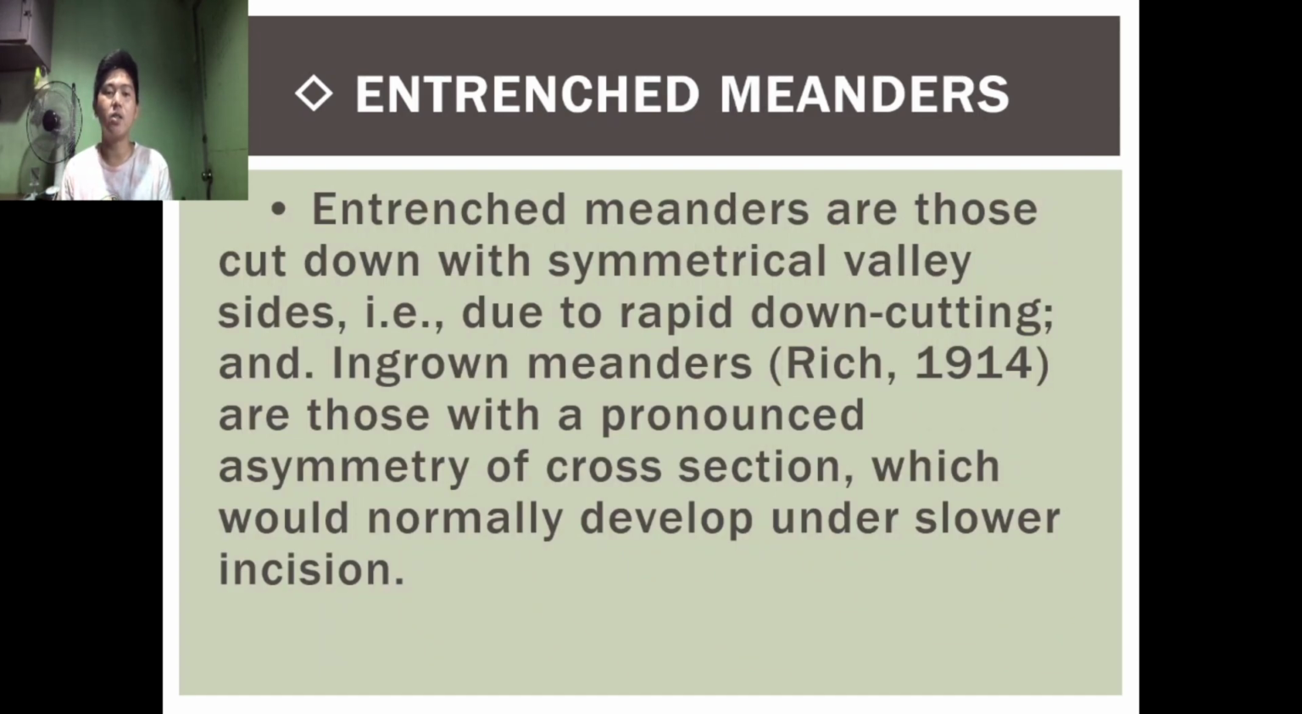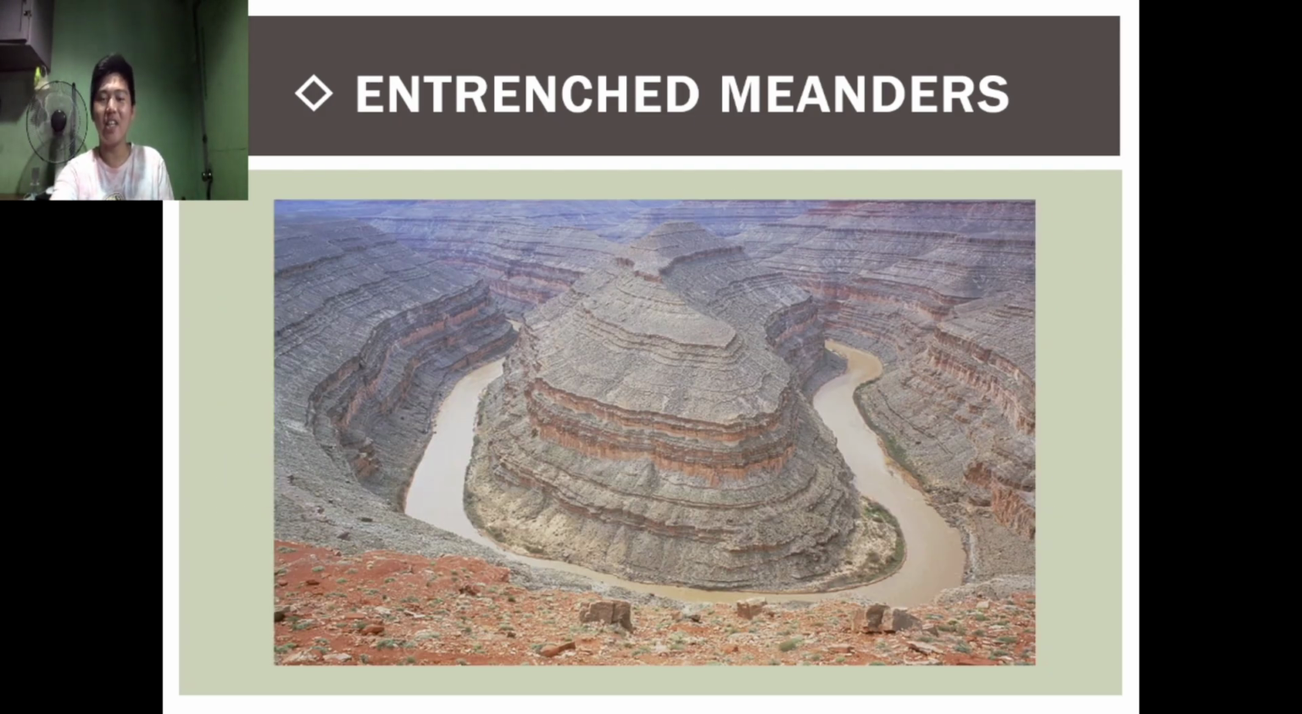Entrenched meanders are those cut down with asymmetrical valley sides due to rapid downcutting. And ingrown meanders are those with a pronounced asymmetry of cross-section, which should normally develop under slower incision. So as you can see here, ang land kay kanang padayon siya nga nag-rise, while ang tubig or kaning river dire kay padayon siya nga nag-cut down padulong sa ilalom.